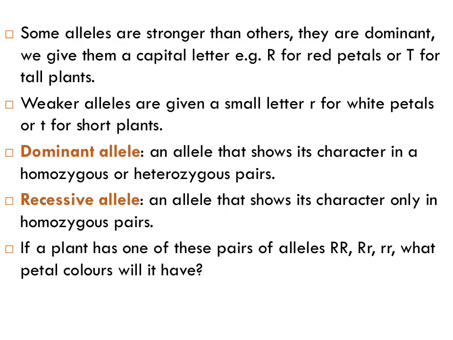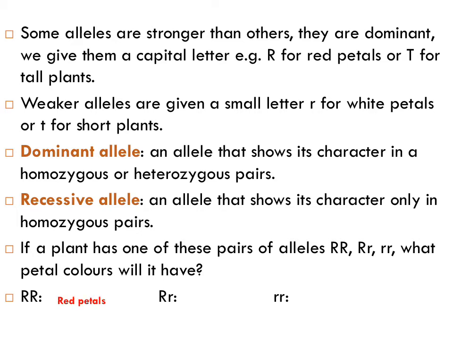If a plant has one of these pairs, let's think again. I'm going to ask you again. If I have capital R, capital R, or capital R, small r, what petal colors will it have? Let's think together. Capital R, capital R. What do you think? The petals, because they are dominant and we have no other instructions, they all tell us to make red petals. So what other choice do we have? Yes, this flower will have red petals.